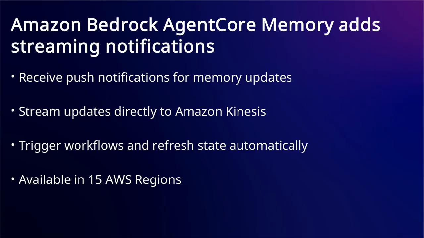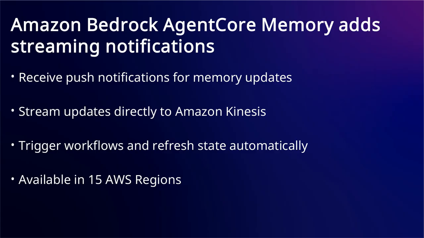Updates stream directly to Amazon Kinesis, allowing you to trigger downstream workflows and refresh application state automatically. This feature is available in 15 AWS regions, enabling broader implementation across different geographical areas. By leveraging these capabilities, you can create more responsive and efficient applications that utilize AgentCore Memory's long-term memory insights for personalized user experiences.